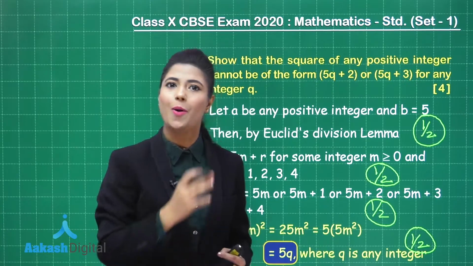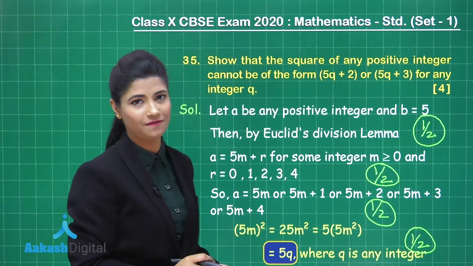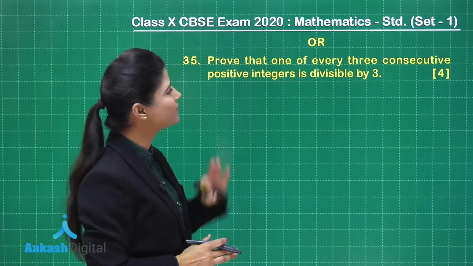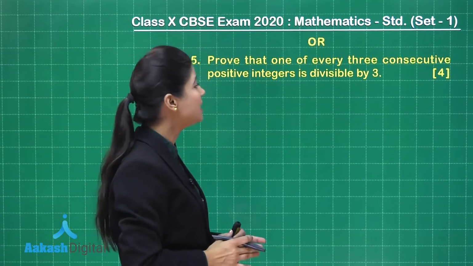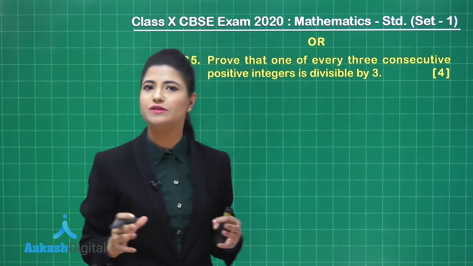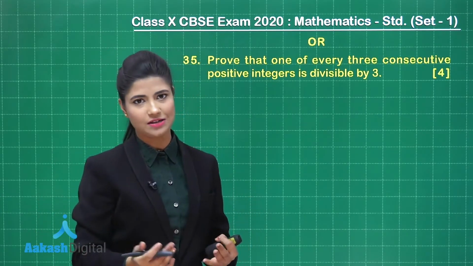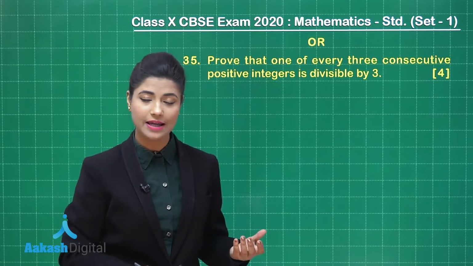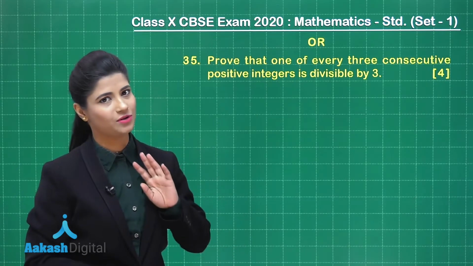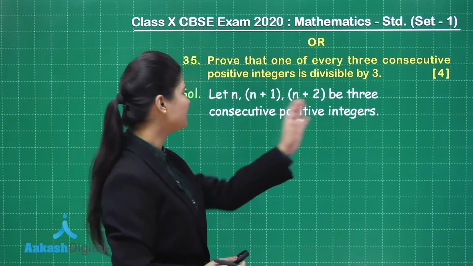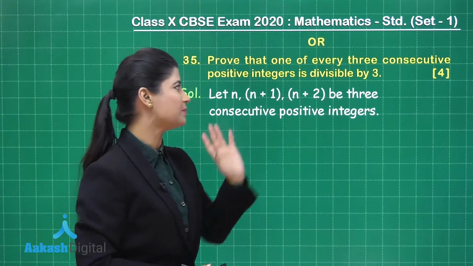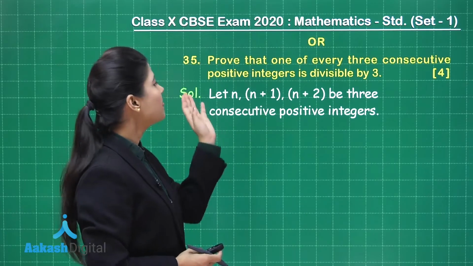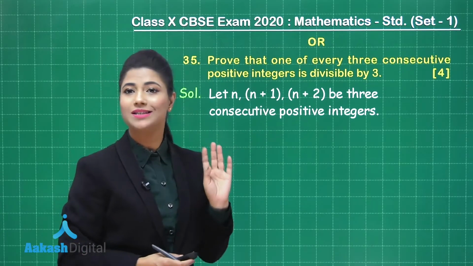Now, let's move to the second choice for this same question 35. So, here in the choice of this question, you have to prove that one of every 3 consecutive positive integers is divisible by 3. So, very first we need to assume 3 consecutive integers. So, most basic thing is to assume one of the integer as n, another as n plus 1 and another as n plus 2. So, 3 consecutive integers can be definitely considered as n, n plus 1 and n plus 2.